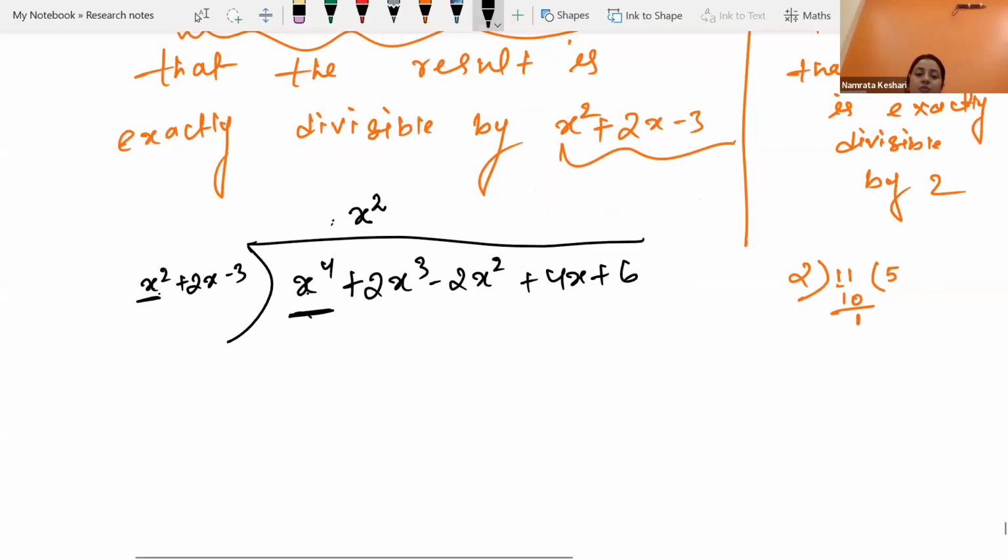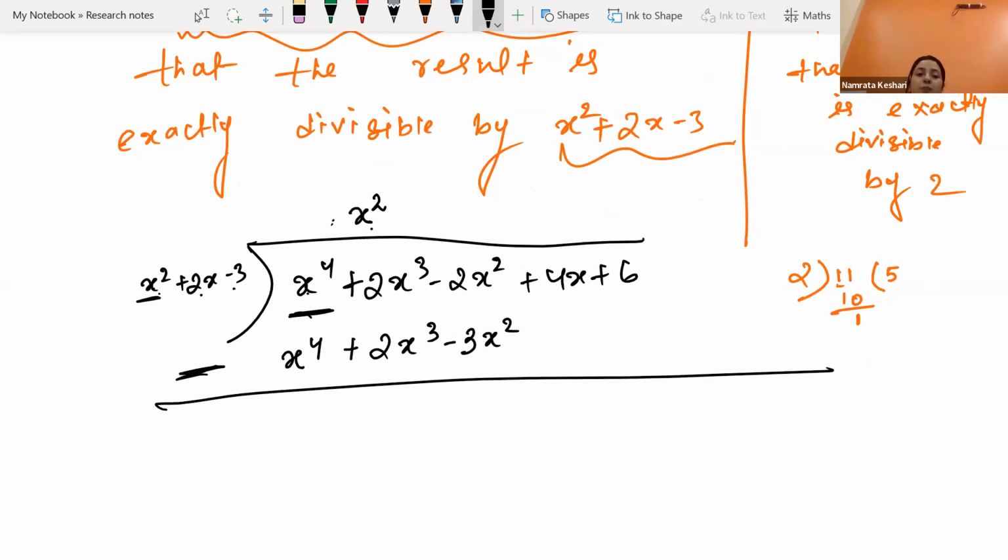So this x square multiplied together becomes x to the power 4. Now 2x and x square multiplied together make 2x cube, and minus 3 multiplied with x square makes minus 3x square. And now we will do the subtraction. Due to the subtraction sign, each and every sign will get reversed. So this will become minus, this will become minus, and this will become plus. And now we will focus on this orange color sign only. This 2 cancelled out. Plus 2x cube minus 2x cube gone. Minus 2x square plus 3x square will be what?